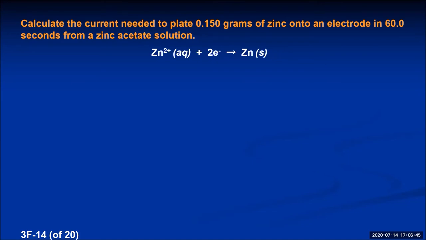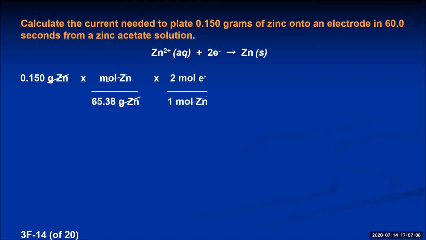Let's start with the 0.150 grams of zinc. What do we convert that into? Use its molar mass and convert it into moles. 65.38 grams of zinc on the bottom, mole of zinc on the top, so now we have moles of zinc. What should that be converted into? We use the balanced half reaction. 1 mole of zinc takes 2 moles of electrons to produce it. So 1 mole of zinc on the bottom, 2 moles of electrons on the top.